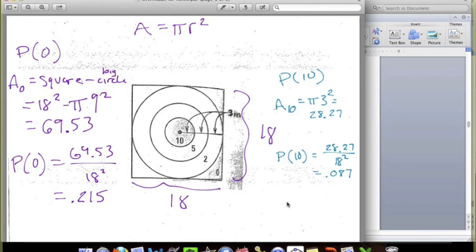We have one more example of this type of problem, but are there questions on this one? So in an assignment, if it asked for that, would you give the two probabilities? Yep. So the answer would be 0.215 and 0.087.